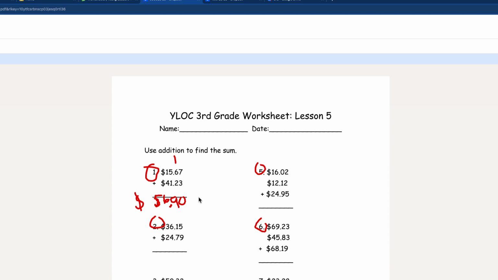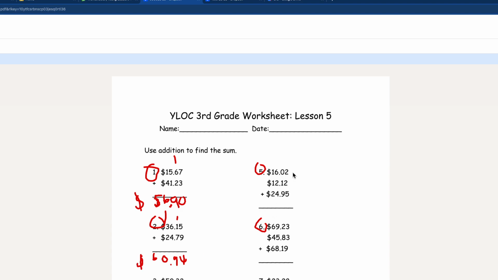Number two, 36.15 plus 24.79 or $36.15 plus $24.79. We're going to start off with the cents here. So 5 plus 9, so like 14, carry the 1. 1 plus 1 is 2 plus 7 is 9. Have that. 6 plus 4 is 10. Carry the 1. 3 plus 1 plus 2. That equals 6. So $60.94 is going to be your answer for number 2.